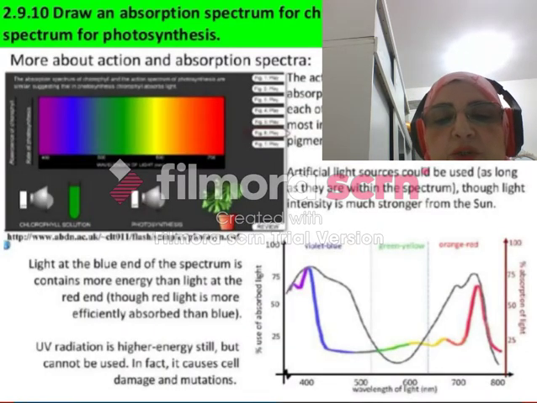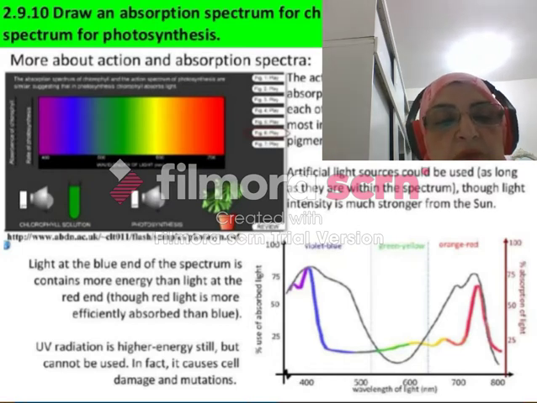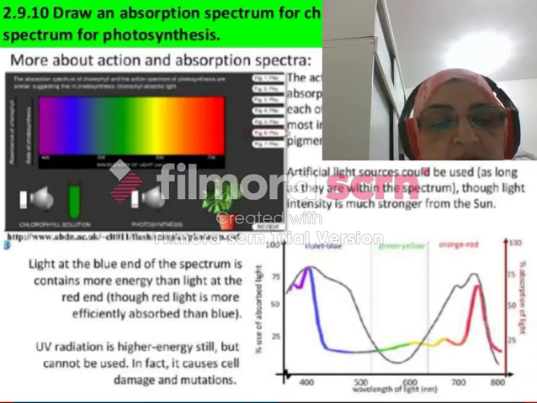Here, when the two graphs overlap, both the action spectrum and the absorption spectrum, it just gives you an idea that chlorophyll is the most important pigment, or most important part, in the photosynthetic process. This will be more clear if we use an artificial light source to prove which light sources are better absorbed by the chlorophyll molecule. You can see here the absorption in the blue region, and here the absorption in the red region that happens very effectively.